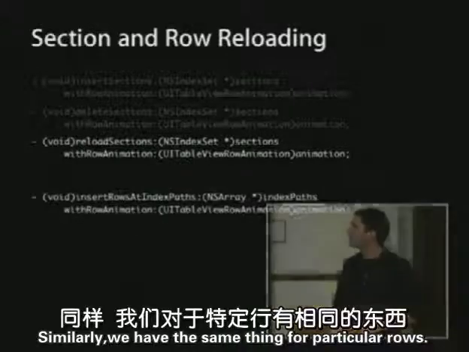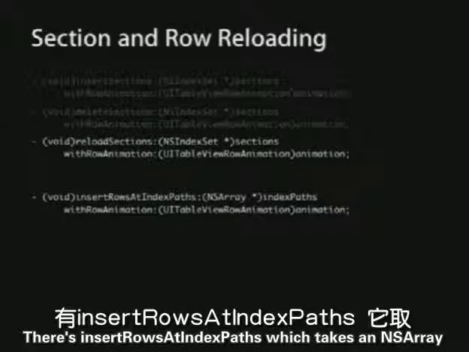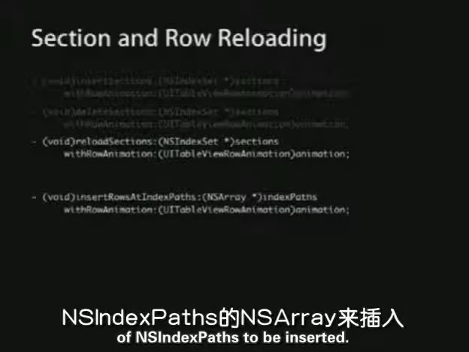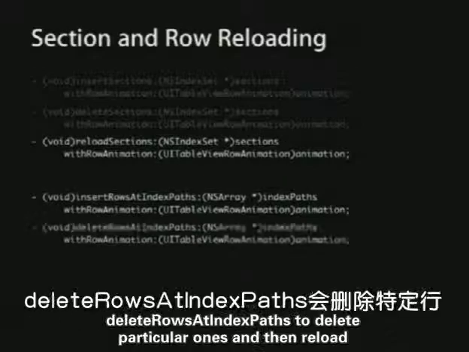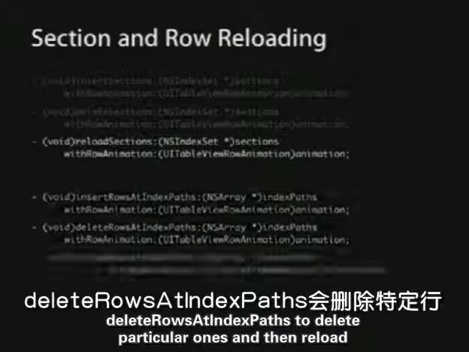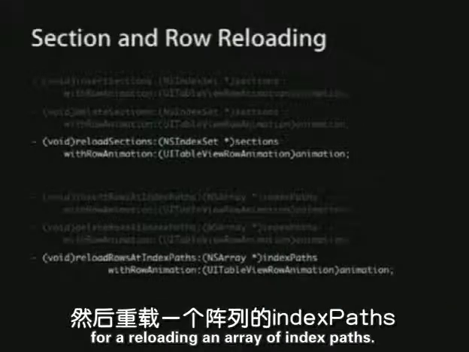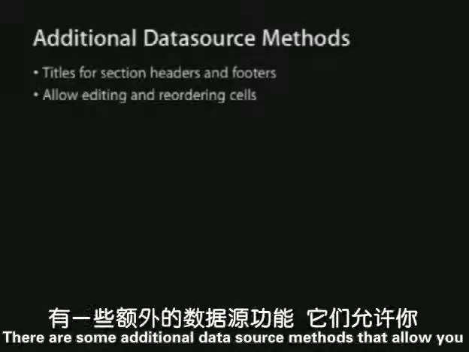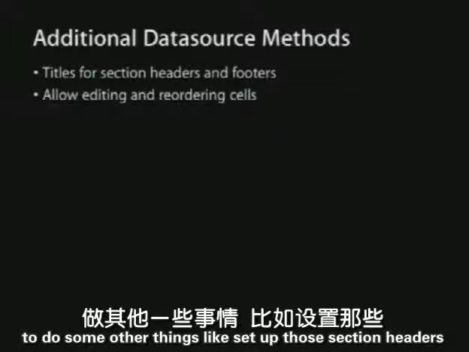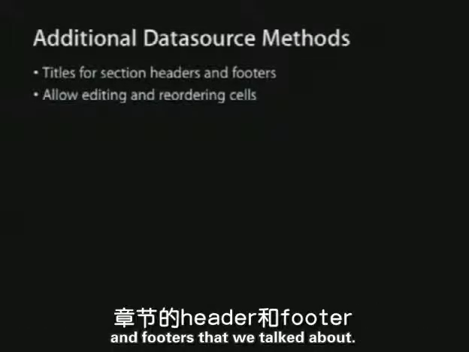Similarly, we have the same thing for particular rows. There's insertRowsAtIndexPaths, which takes an NSArray of NSIndexPaths to be inserted. deleteRowsAtIndexPaths to delete particular ones, and then reload for reloading an array of index paths. There's some additional data source methods that allow you to do some other things, like set up those section headers and footers that we talked about.